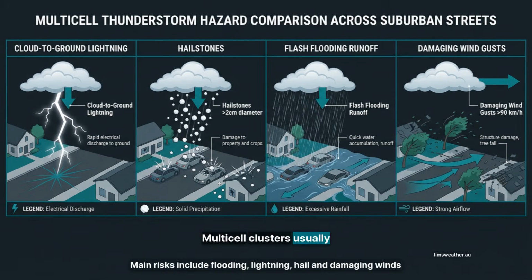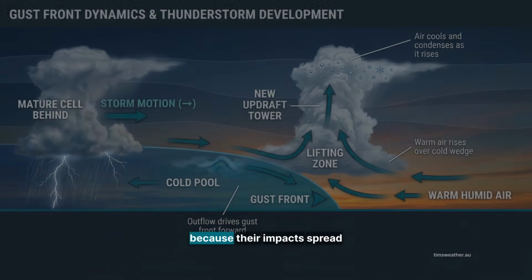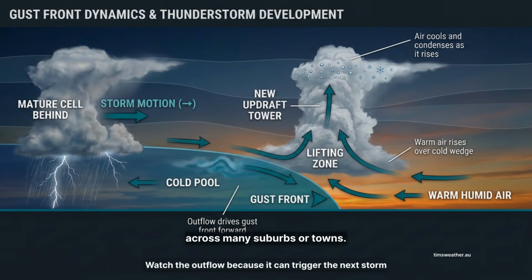Multicell clusters usually bring hazards such as heavy rain, flash flooding, frequent lightning, hail, and damaging straight-line winds from downdrafts. They are often less tornado-focused than supercells, but they can still be dangerous because their impacts spread across many suburbs or towns. The key lesson is simple: watch the outflow.